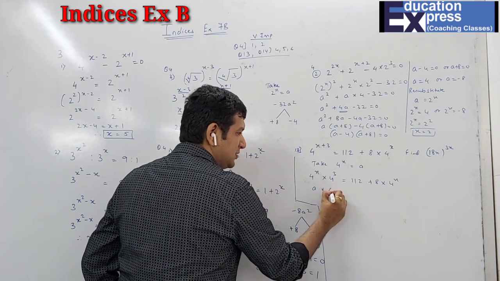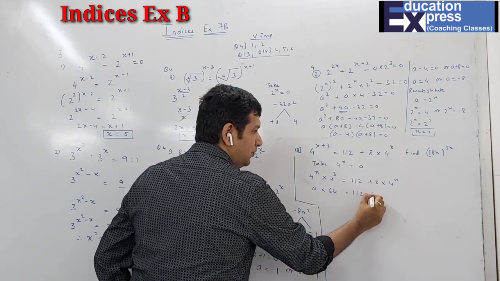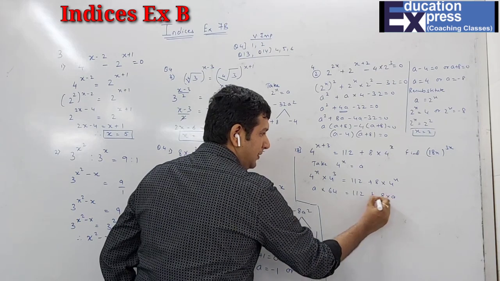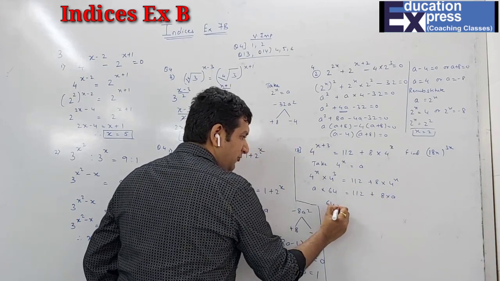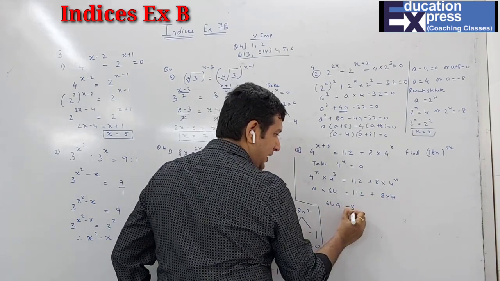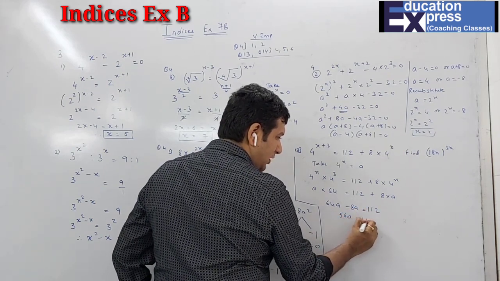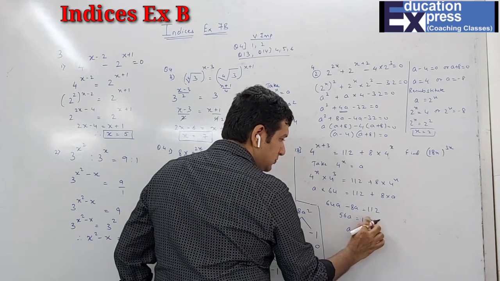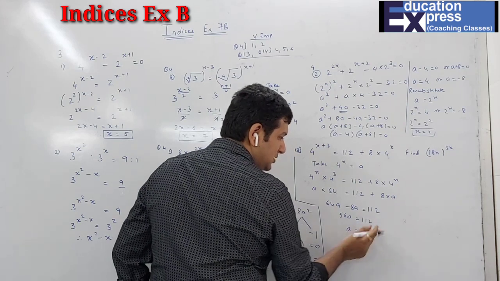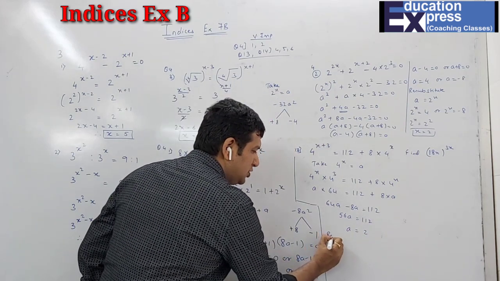4 cubed is how much? 64. So 64a equals 112 plus 8a. 64a minus 8a equals 112. Hence 56a is 112, so a is 2. So you can see they are exactly the same sums. But here now again I will resubstitute.